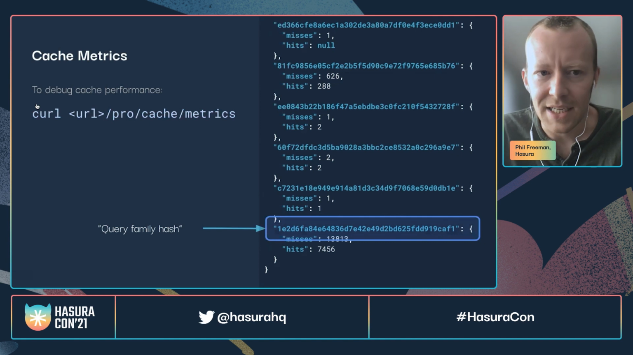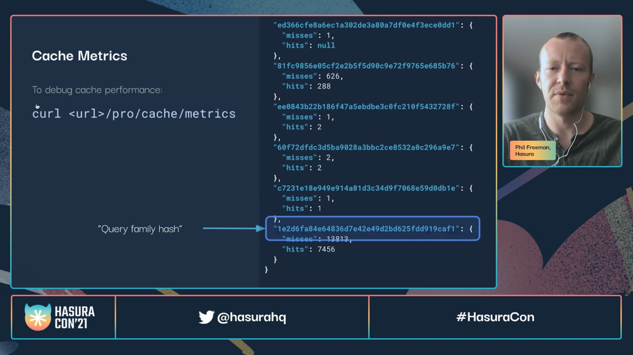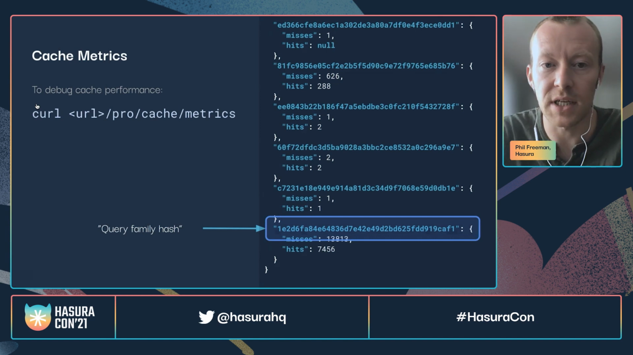But what are the hashes? They're actually not the hashes that I was talking about earlier, the hashes that we use to compute the cache keys themselves, because there are just far too many of those. We have potentially very many cache entries, and each one gets its own hash.